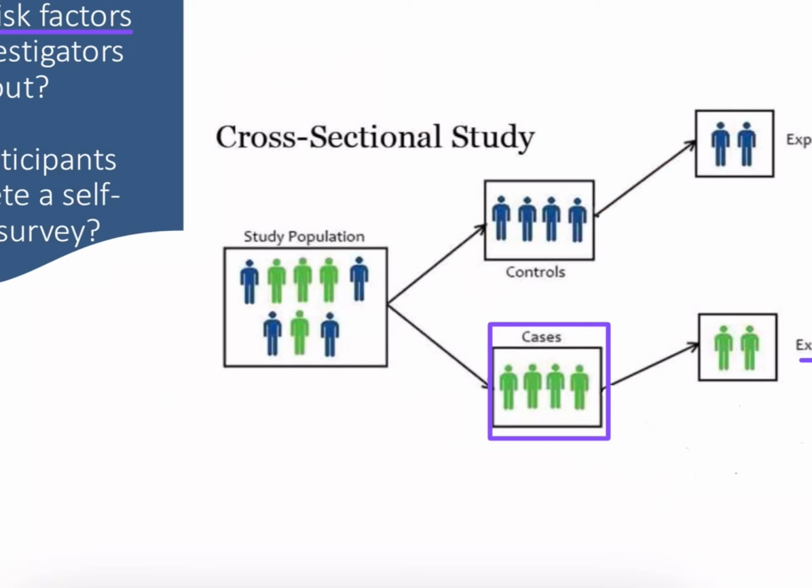If you have a cross-sectional study, usually the researchers are interested in risk factors. So in that case, participants who were included, some of them will have the risk factors. They're called cases. Some of them will not have the risk factors. They're often called controls.